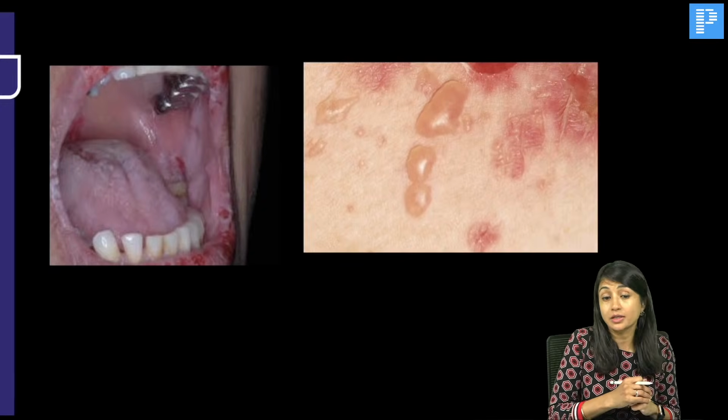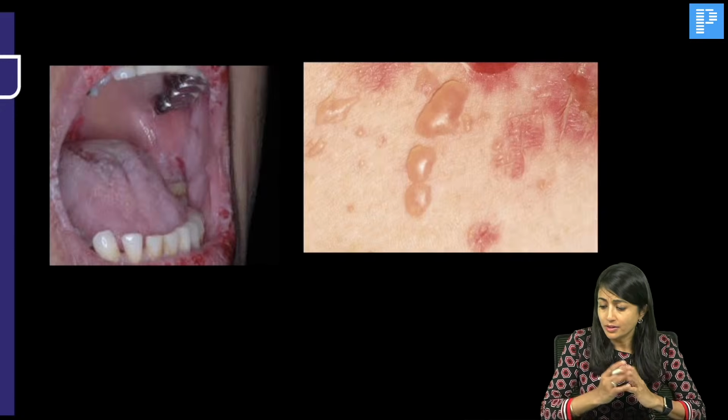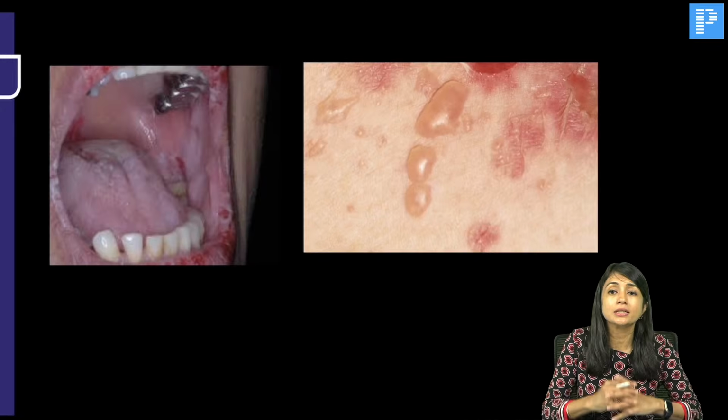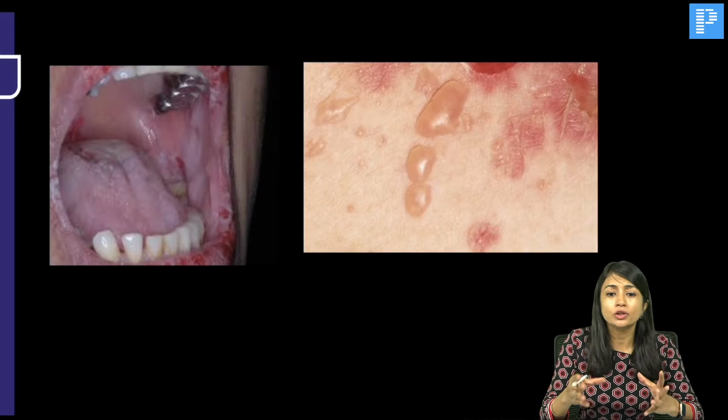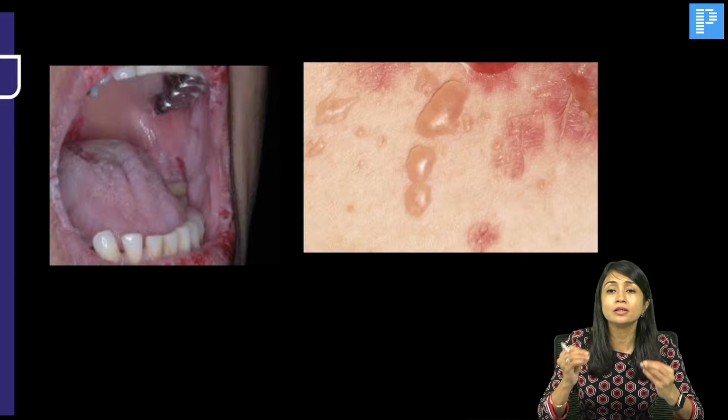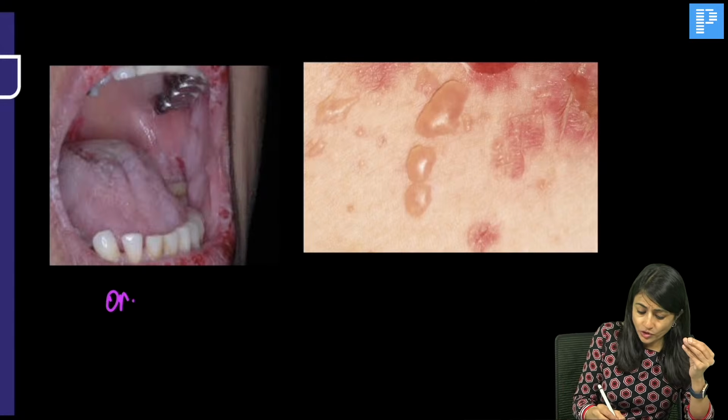Okay. Next important topic, again something you would be very much aware about. They can give you images like this. A 30-year-old or a 40-year-old female presents with oral erosions with flaccid bulla. Oral erosions with flaccid bulla.